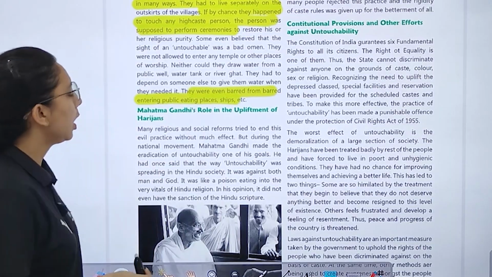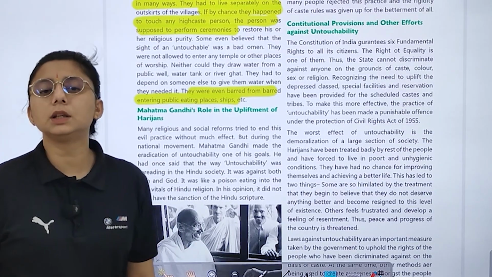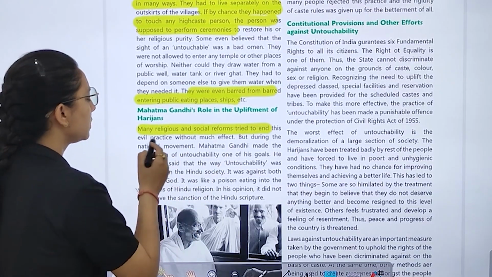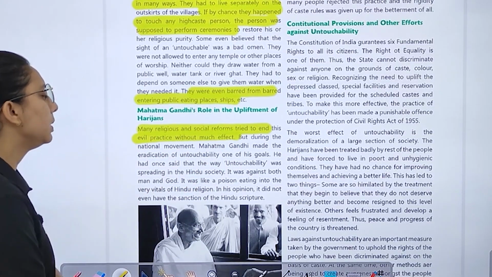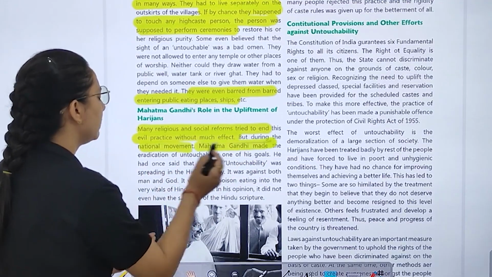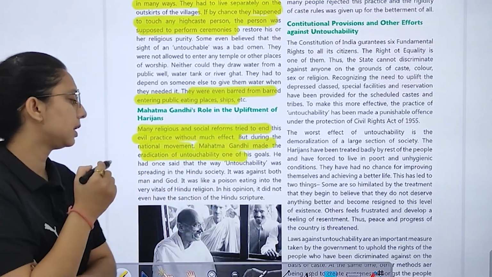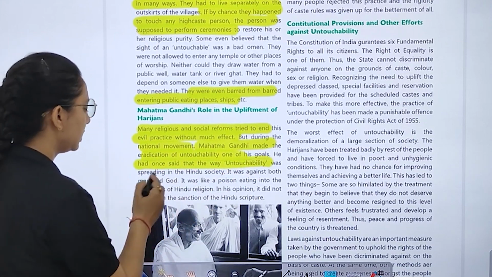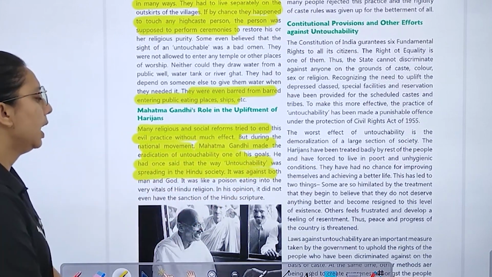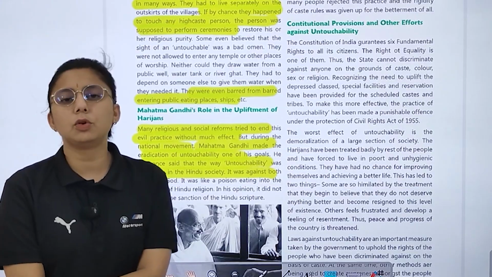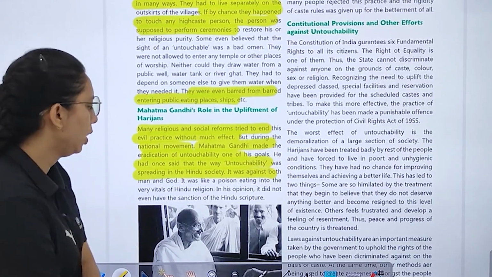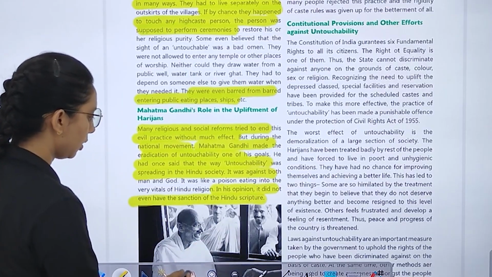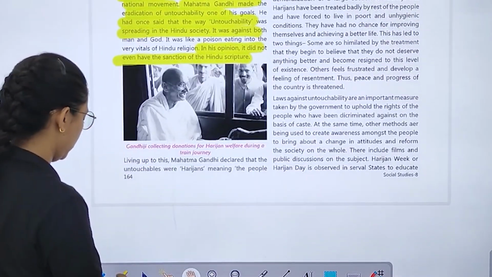And shops. Now महात्मा गांधी का क्या role था Harijans के upliftment में? So many religious and social reformers tried to end the evil practice without much effect. But during the national movement, Mahatma Gandhi made eradication of untouchability one of his goals. He said untouchability was spreading in the Hindu society. It was against both men and women, दोनों के against थी, चाहे वो men हो चाहे वो God. In his opinion, it did not even have the sanction of Hindu scripture.